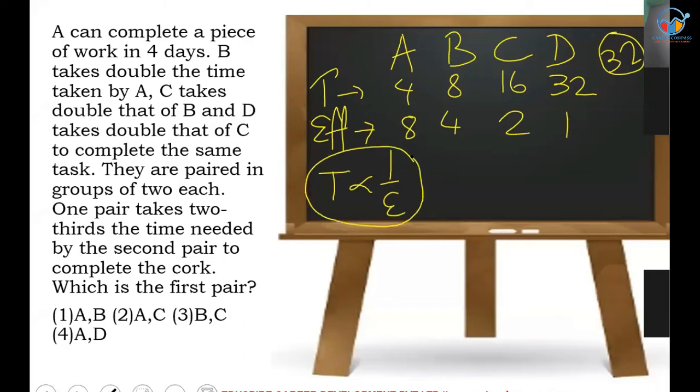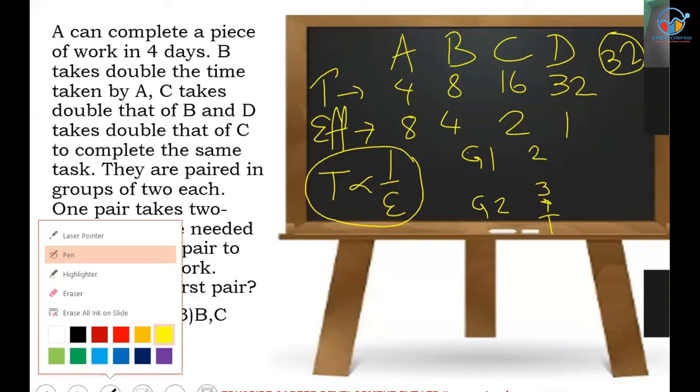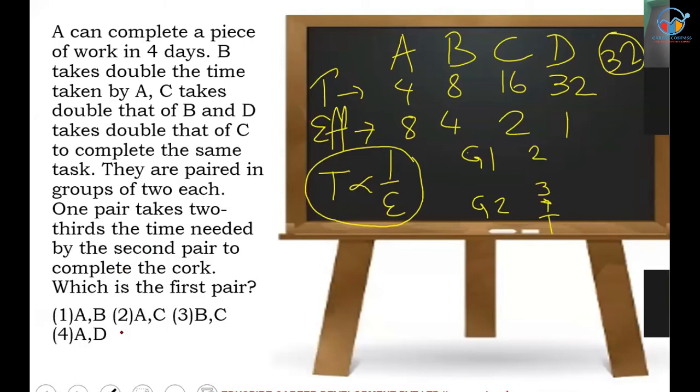Now let us look at this question. They want you to have two groups, G1 and G2, in such a way that the time taken should be in the ratio 2:3. Why? Because they have said the first group should take 2/3 of the time taken by the second group. Read the question, you will realize they have said the time taken of one pair is 2/3 of the second pair. There is a typo. I'm so sorry, I didn't notice. So it will be work.